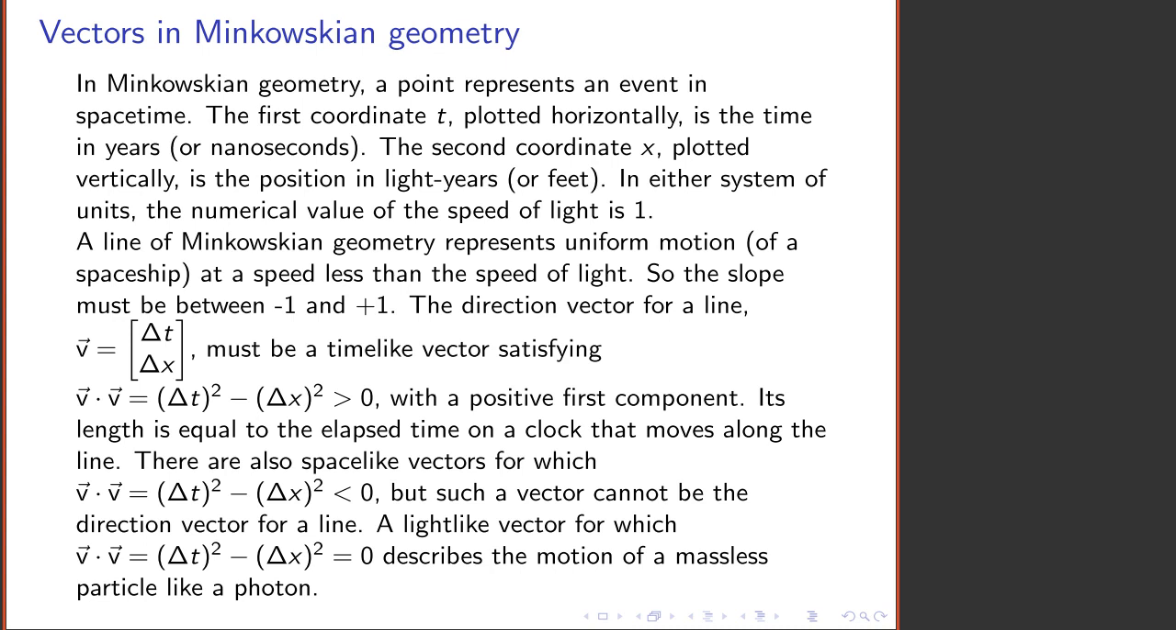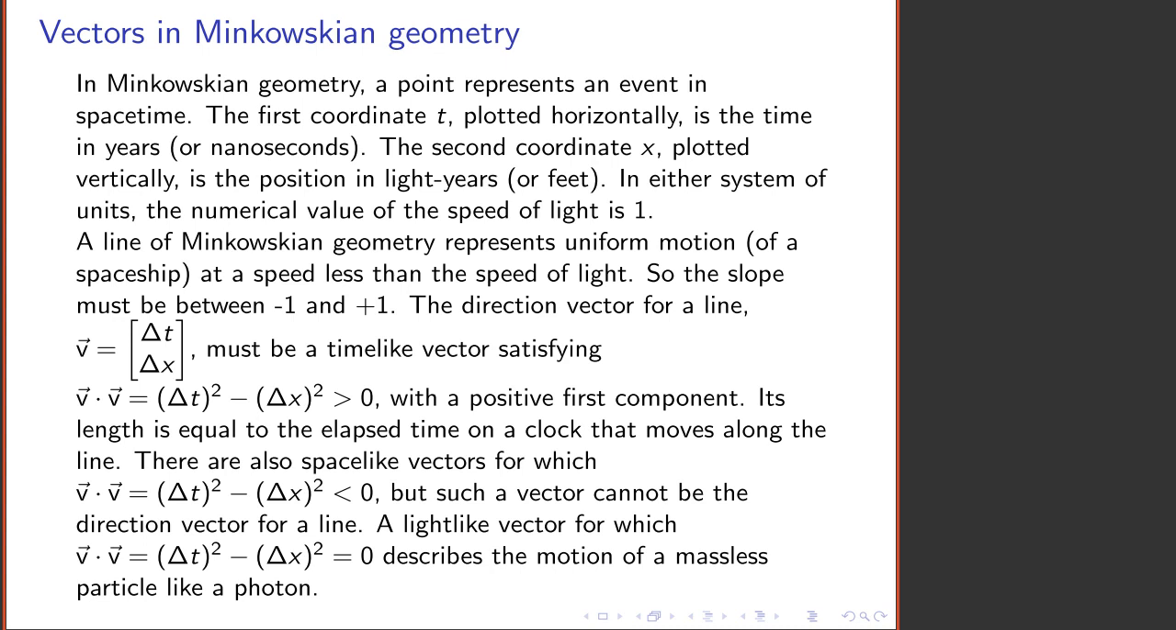Such a vector is called time-like because you can pick a frame of reference in which the space separation of the two events is 0. That would be a frame of reference moving on the spaceship we had in mind. And in that case, the length of the vector turns out to be the elapsed time on a clock on board the spaceship. That's a remarkable physical result.